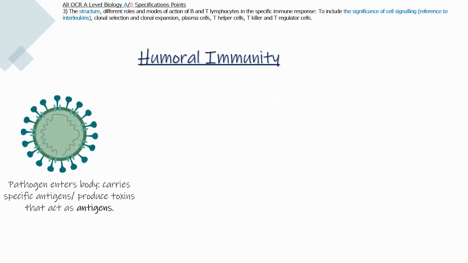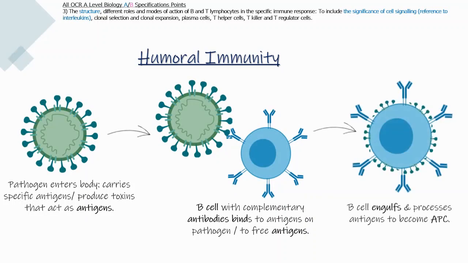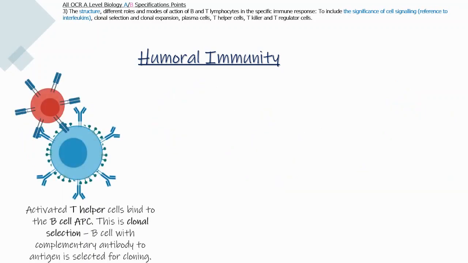So the process begins with a pathogen entering the body carrying the specific antigen or producing toxins which act as antigens. We then have the B cell with complementary antibodies binding to these antigens. And then the B cell engulfs and processes the antigens to become an antigen-presenting cell. So activated T helper cells then bind to this antigen-presenting B cell, and this is what causes clonal selection.